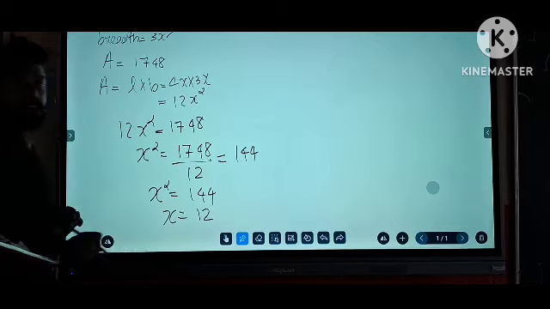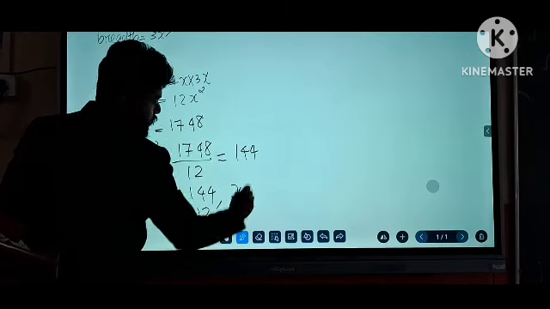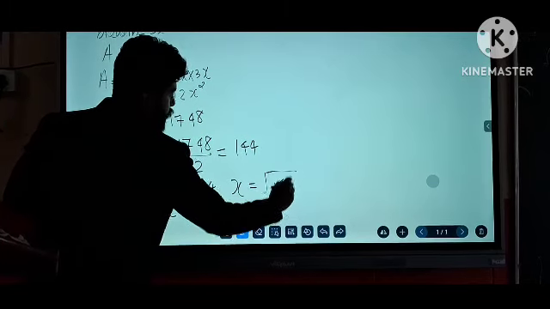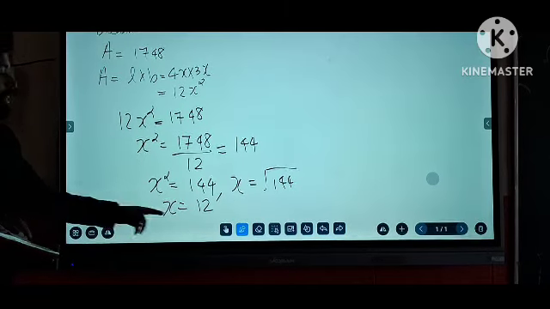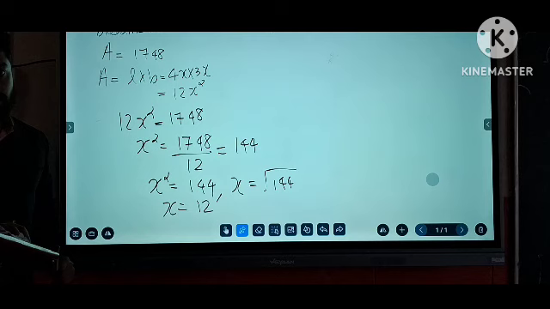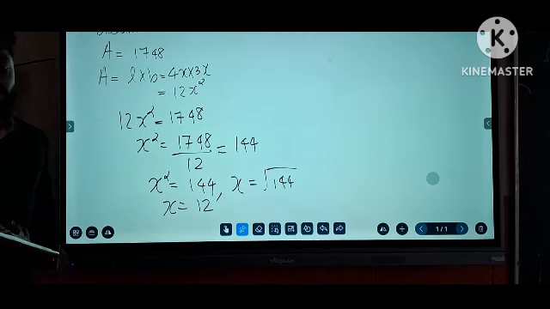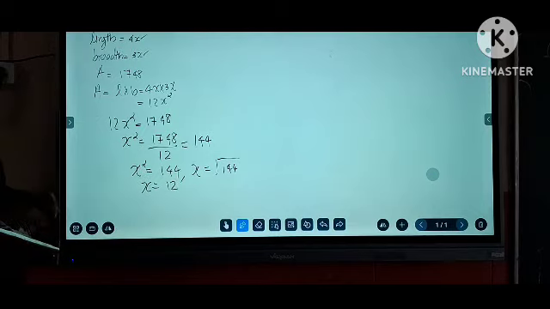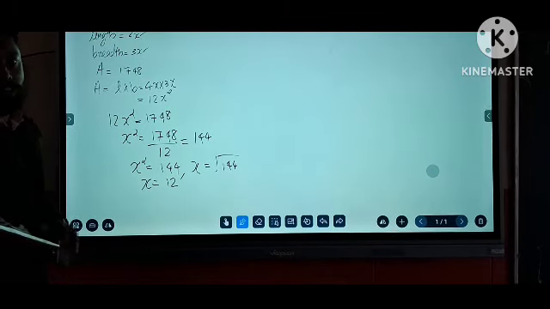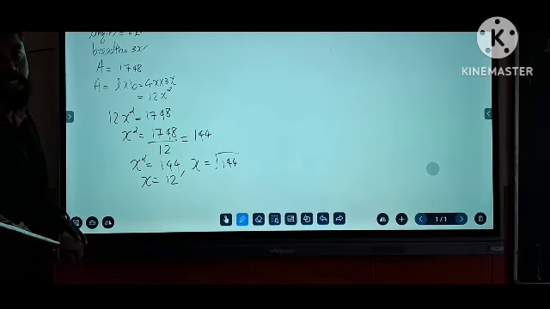Is it clear? So here we have the value of x. Not the side or breadth, we have the value of x. Now we can calculate the length and breadth. What is length? 4x. 4x means 4 into x.